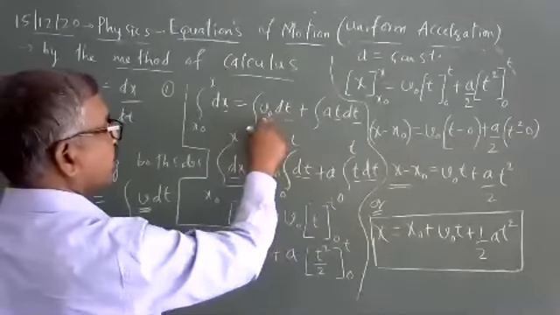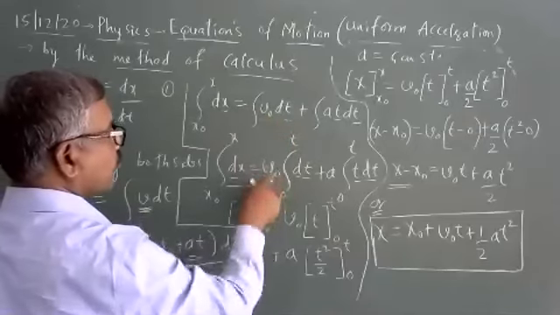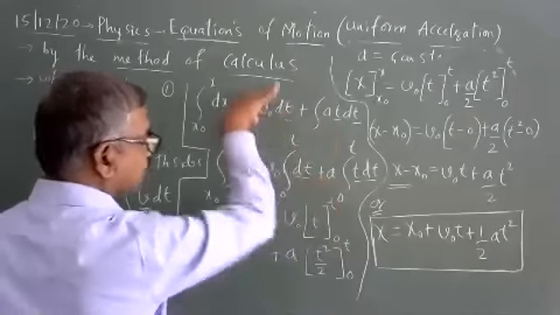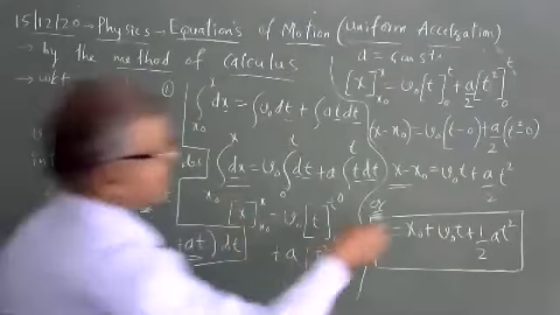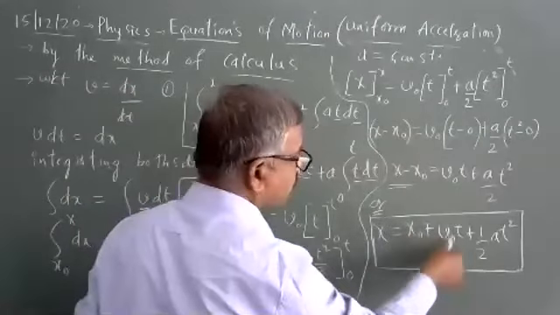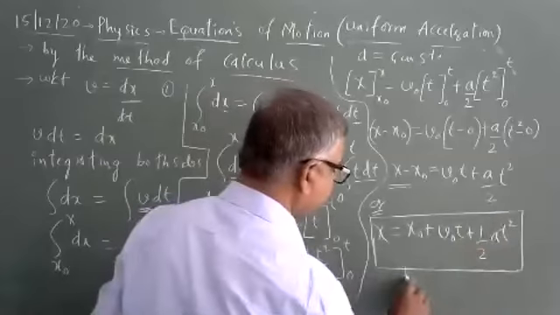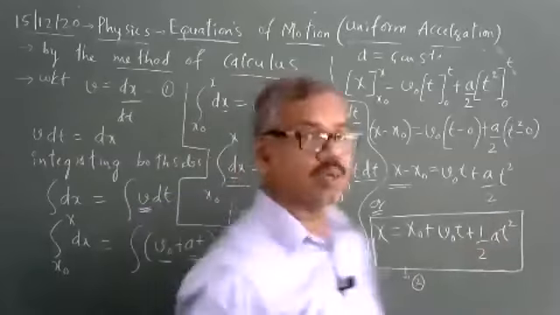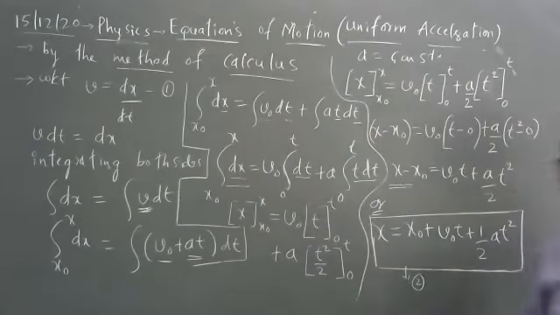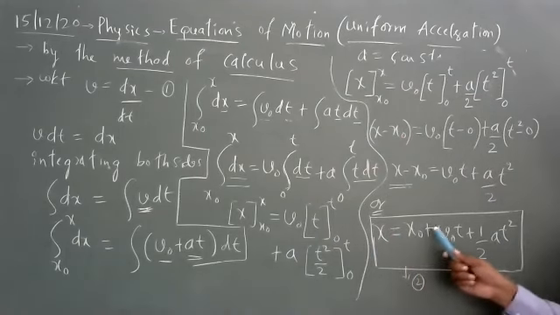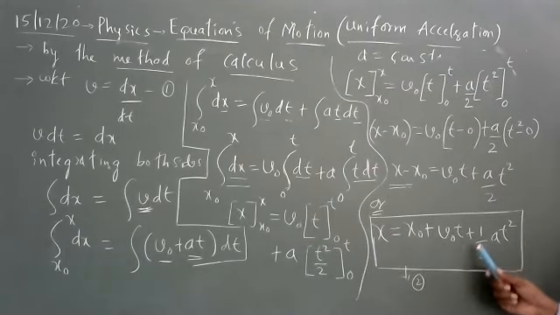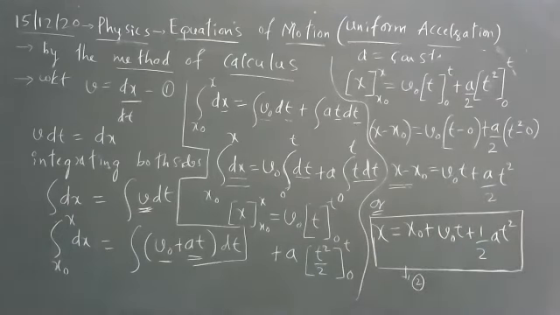When I cross check the integration, v naught is a constant, take it outside. A is a constant, take it outside. Then go on integrating it. When you integrate, you will end up with x equal to x naught plus v0t plus half at square, which is the equation of motion. It is called final position equal to initial position plus initial velocity into time plus half at square. Thank you.